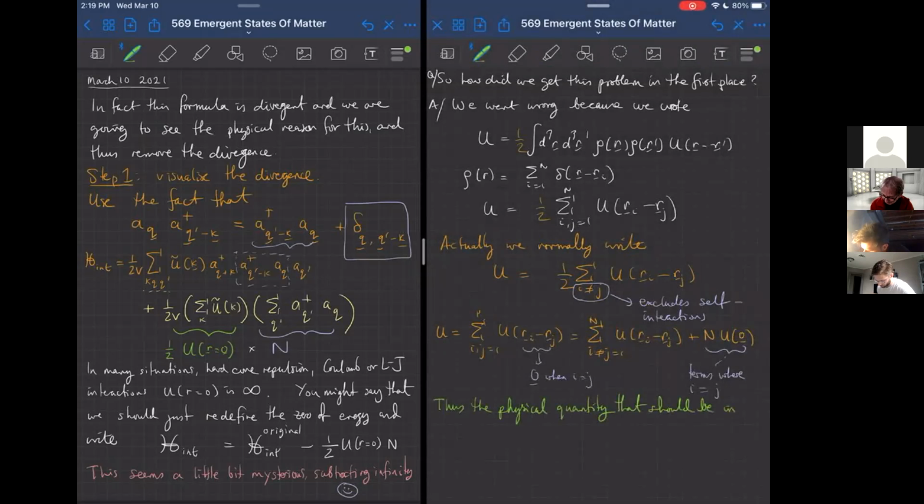So the thing that we actually want, therefore the physical quantity that should be in the Hamiltonian, is actually the interaction Hamiltonian that we wrote down originally in second quantized form, minus N U of zero. And in fact, there should be a 1/2 in here. So we have the 1/2 like this. And so this is what we should have been writing down all along. And so when we do the subtraction, then we get rid of this divergence term over here.